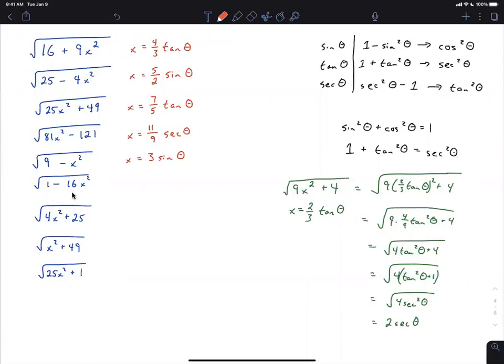For the next one, we want to cancel 16 and end up with 1. So we're going to pick 1/4. Again, we're going to try to get 1 minus a trig function squared, so we want sine. So subtraction, and the order does matter.